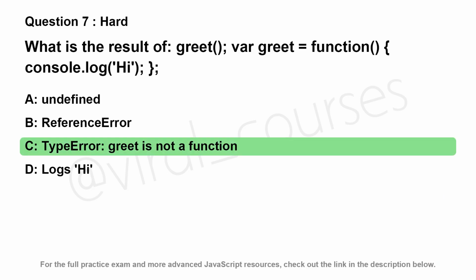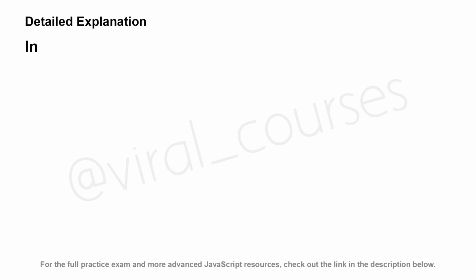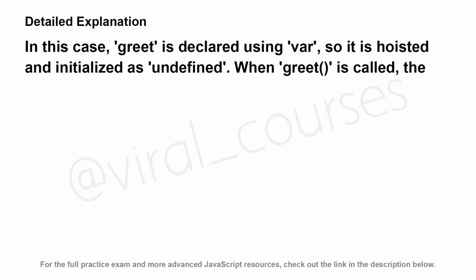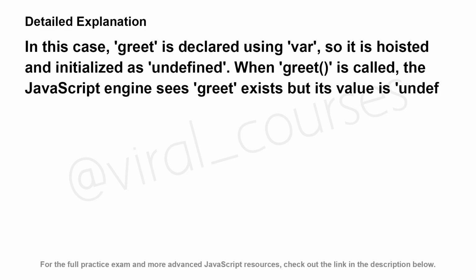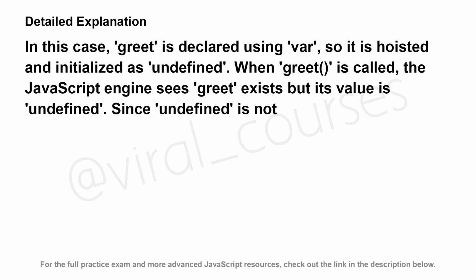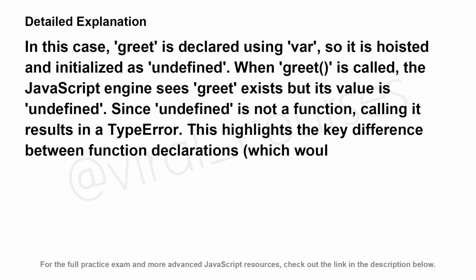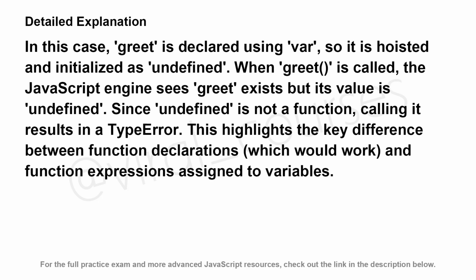The correct answer is C. In this case, greet is declared using var, so it is hoisted and initialized as undefined. When greet is called, the JavaScript engine sees greet exists but its value is undefined. Since undefined is not a function, calling it results in a type error. This highlights the key difference between function declarations, which would work, and function expressions assigned to variables.